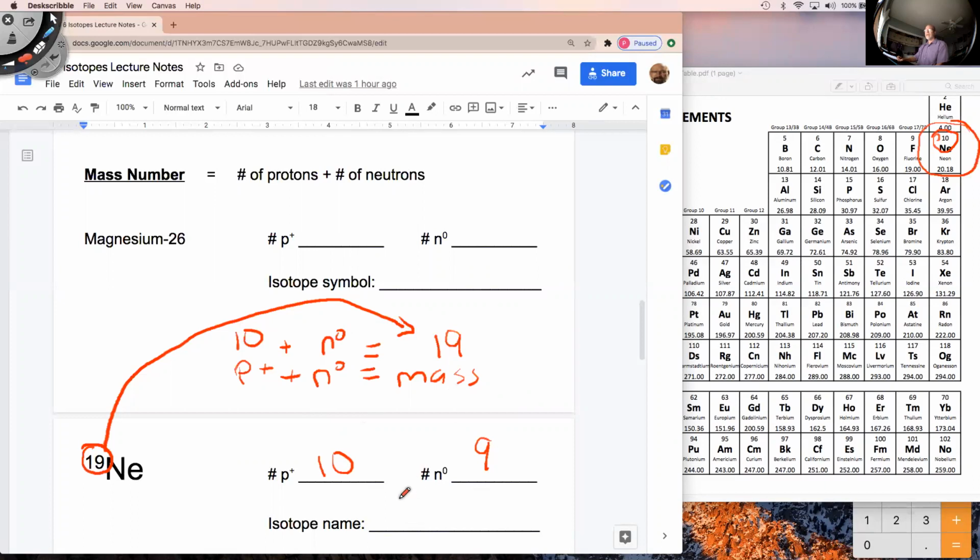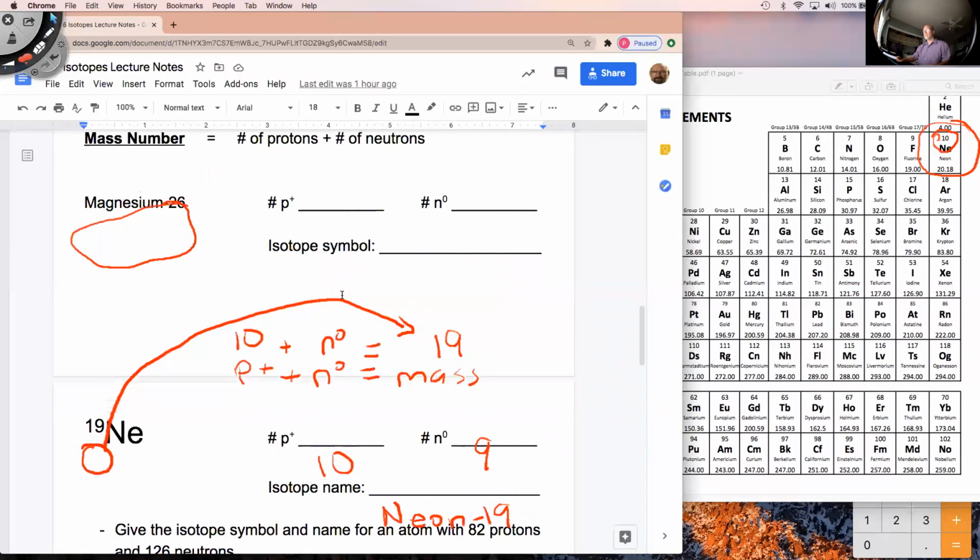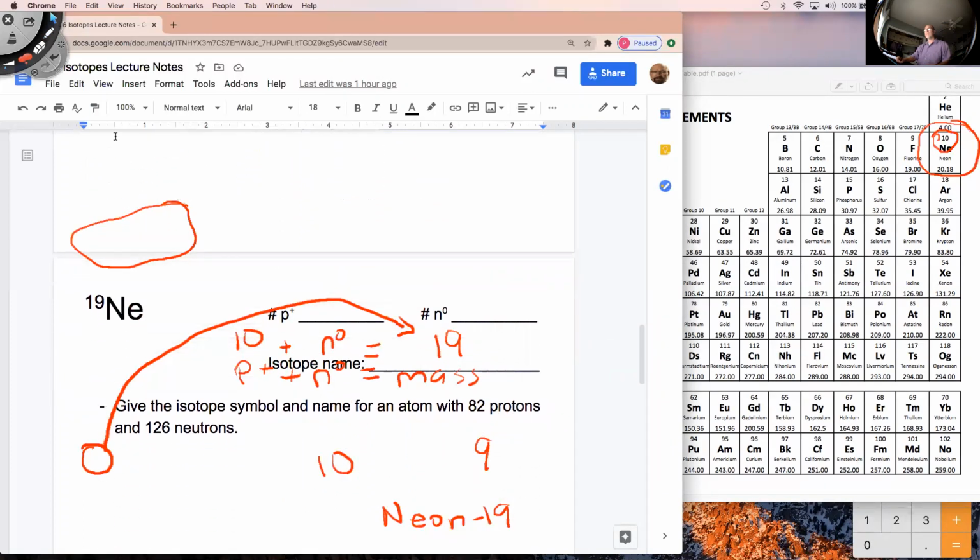Now, we're going to look now and say, well, what's the isotope name? The isotope name is going to look like this. All right? So we're working with neon, and it has a mass of 19. So if we use that as our guide, then it would be neon with a dash 19. And that would be how we write that out. So let's work the next one out.